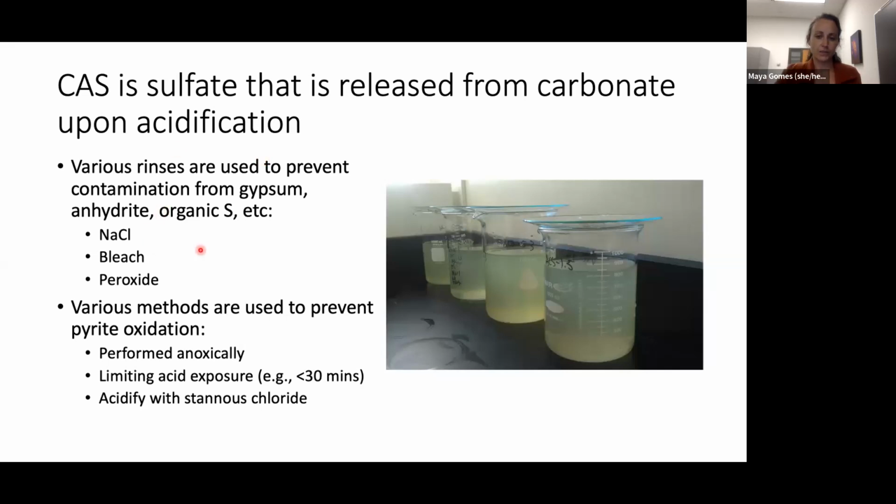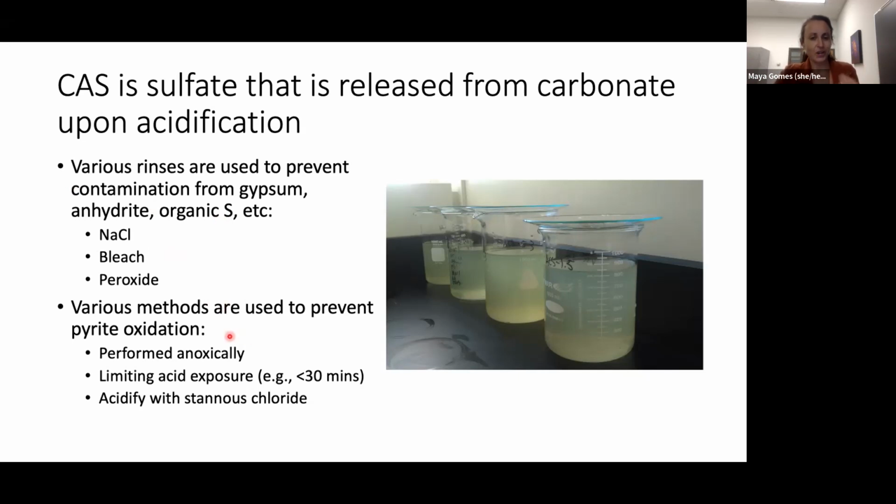There are various types of rinses that people use, but you can use something like sodium chloride, which should get rid of gypsum, anhydrite, and perhaps organic sulfur. Some people like to use bleach or peroxide to oxidize that organic sulfur, things like that. The reason for this is that the way we capture that sulfate is we acidify it. All of that sulfate is released from the carbonate lattice, and then we add some barium chloride, which reacts with that sulfate, forming barium sulfate, which is a highly insoluble mineral. Then we measure the sulfur isotopes on the mass spec from that barium sulfate. So if you have other sulfate floating around in that water, it's going to contaminate your signal. That's why we do all these rinses to remove forms of sulfur that are not carbonate-associated sulfate.